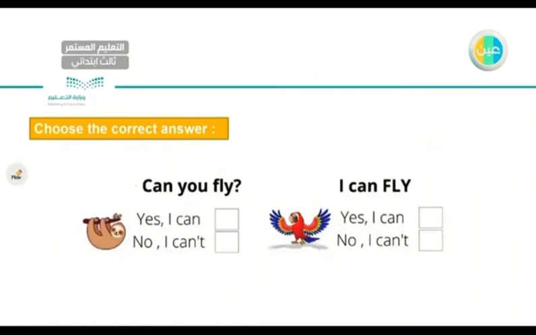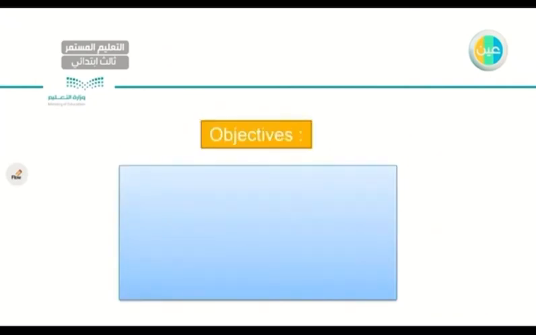Choose the correct answer. Can you fly? How about this animal to your left? Can this animal fly? Yes, I can. No, I cannot. Very good. It cannot fly, right? It cannot fly. But how about the parrot, my dear student? Can the parrot fly? Yes, I can fly. Very good. If you could do this with your family, name some birds that can fly and some birds that cannot fly, okay?